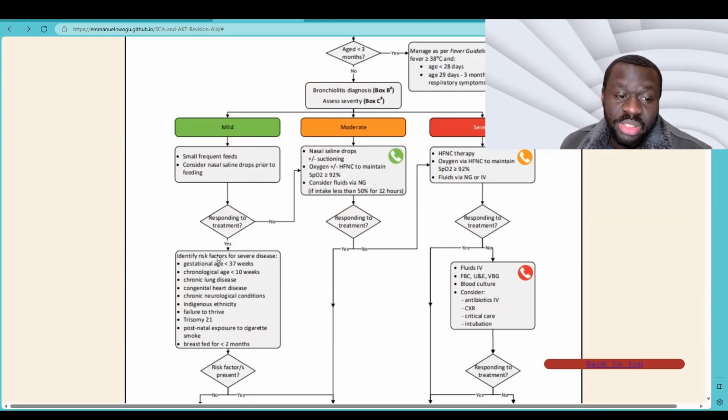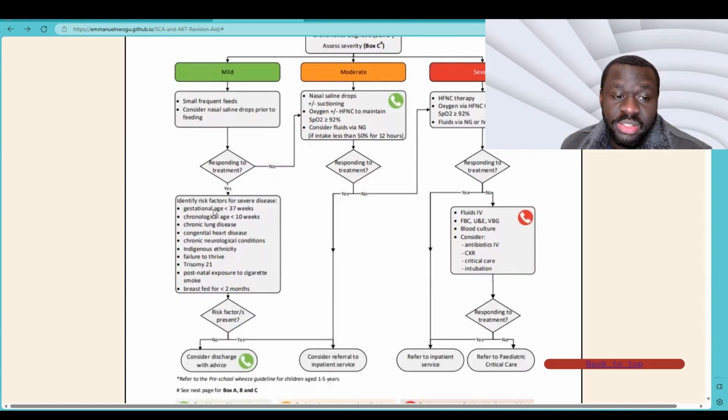Is the child responding to treatment? If yes, identify risk factors for severe disease: gestational age less than 37 weeks, prematurity, chronological age less than 10 weeks, chronic lung disease, cystic fibrosis, asthma, congenital heart disease, chronic neurological conditions, indigenous ethnicity, failure to thrive, trisomy 21, postnatal exposure to cigarette smoke, breastfed for less than 2 months.